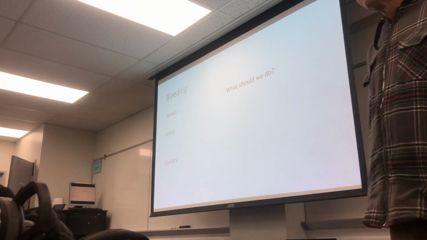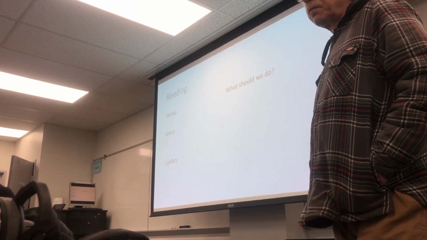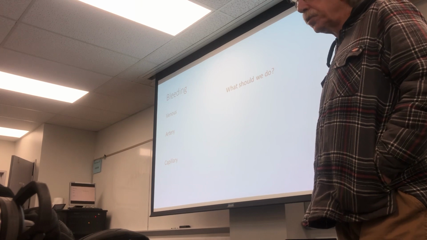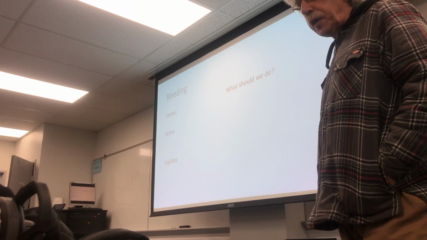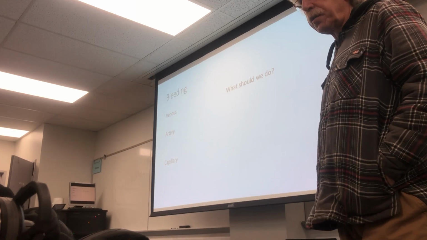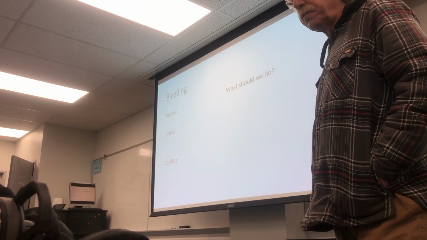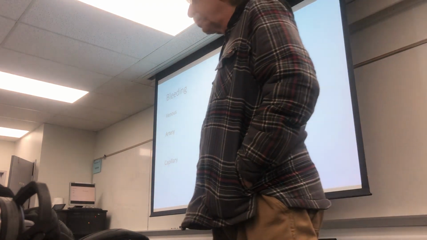What's their PO2 level? 92. The PO2 level determines what you're going to use, right? If it's below 90, you go with a non-rebreather. If it's above 90 but below 94, you go with a nasal cannula.